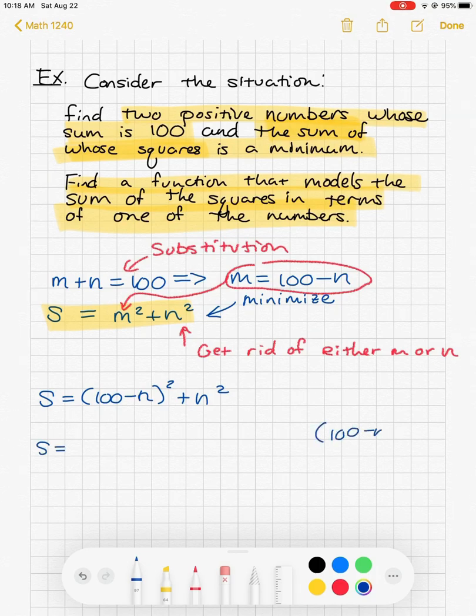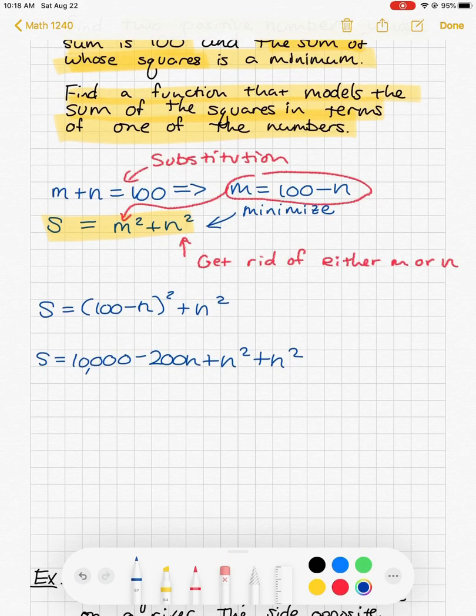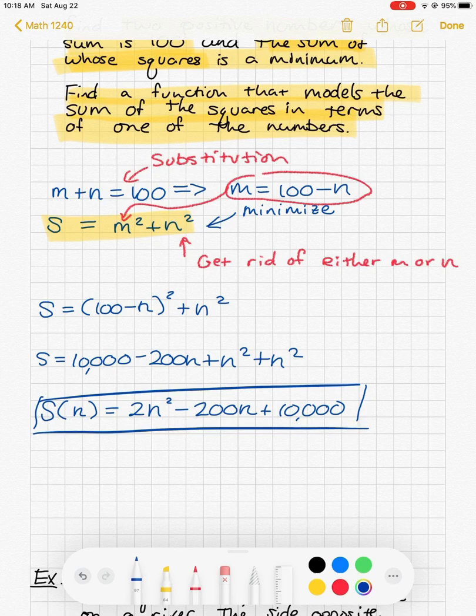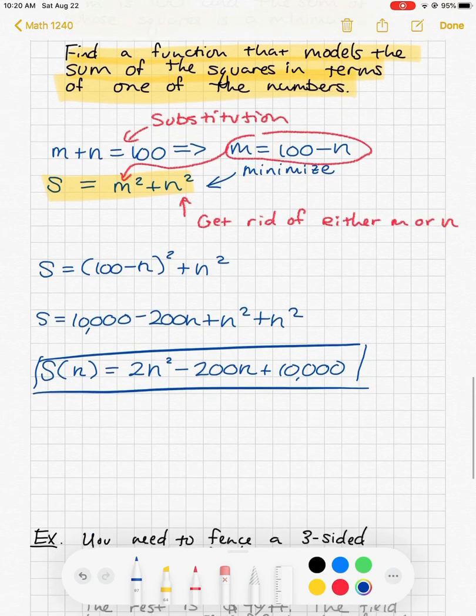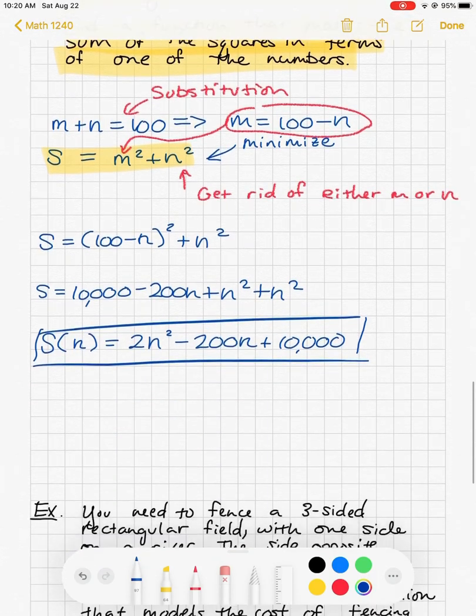So I have to do a FOIL, right? 100 minus n times itself. So what is that? 100 times 100. So I add 2 zeros. And then I'd have minus 100n minus another 100n, minus 200n, plus n squared plus another n squared. So this is the sum function as a function of the number n. So let me rearrange. I have 2n squared minus 200n plus 10,000. And then I think that's all we wanted. Find a function. Okay, so we don't actually have to solve the problem.